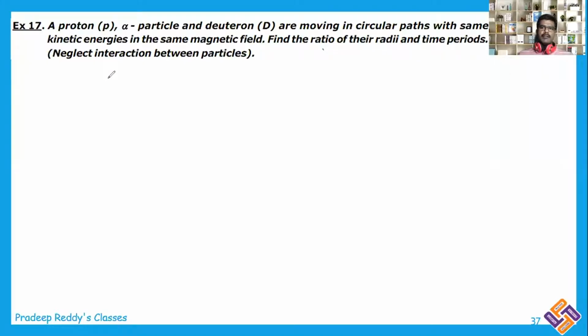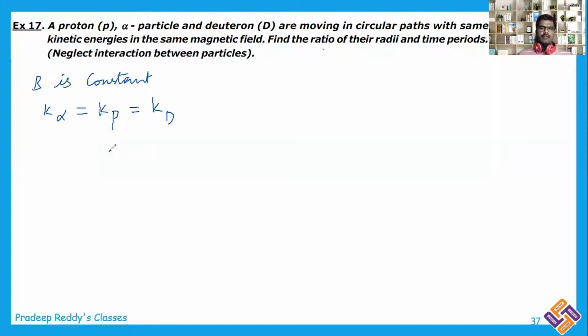So it is being given in this question, there is a proton, alpha particle, and as well as deuteron. Proton is a charged particle, alpha particle is also charged, deuteron is also charged. Now these all are moving in a circular path with the same kinetic energy and the same magnetic field. So the magnetic field is the same for all the three, and also the kinetic energy of alpha particle is equal to the kinetic energy of proton is equal to the kinetic energy of the deuteron. That's the data given to you, right?